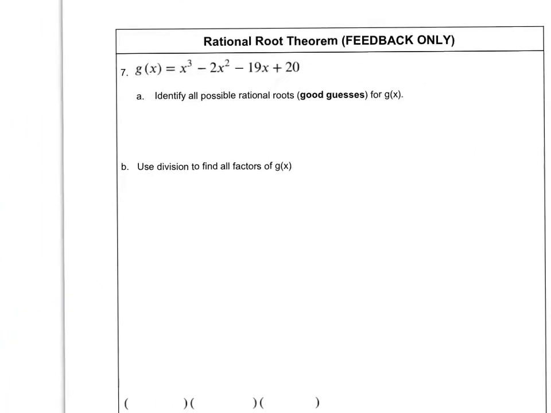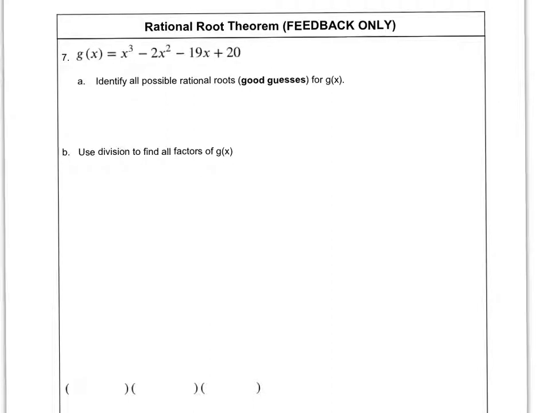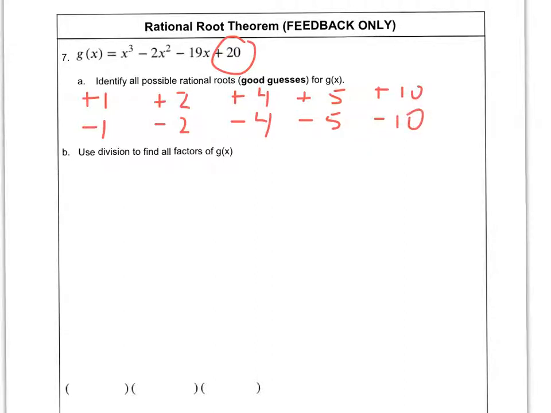All right. Next up, we got the rational root theorem. The first part, people did a nice job trying on. We're looking for the good guesses, and here it's going to be based on factors of 20. So there are a lot of them. And they're going to be plus or minus 1, plus or minus 2, plus or minus 4, plus or minus 5, plus or minus 10, and plus or minus 20.